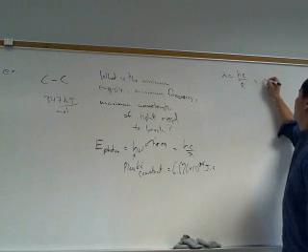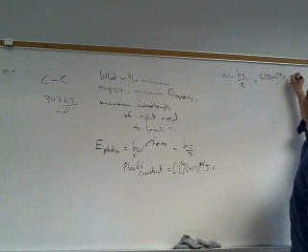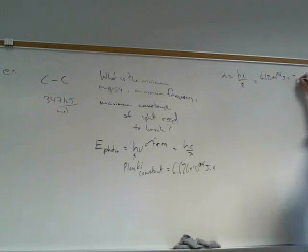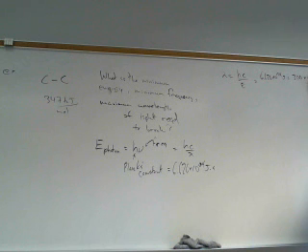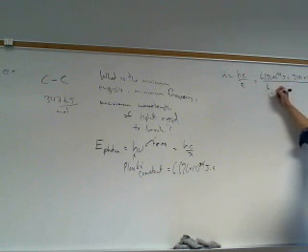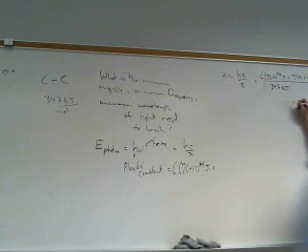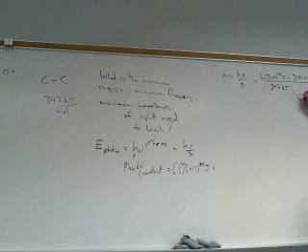So hc over E. H is 6.626 times 10 to the minus 34 joules times seconds. C, we're going to use 3 sig figs, 3.00 times 10 to the 8 meters per second, or you could use 4, 2.998 times 10 to the 8 meters per second, over E, which was 347 kilojoules. We have to convert that to joules, so this is 1,000 joules per kilojoule. So the unit should work out to meters.